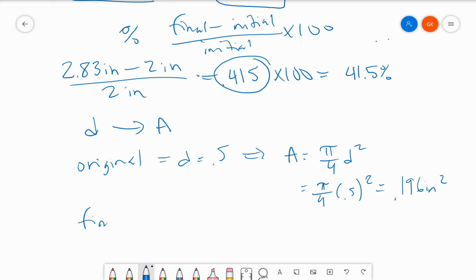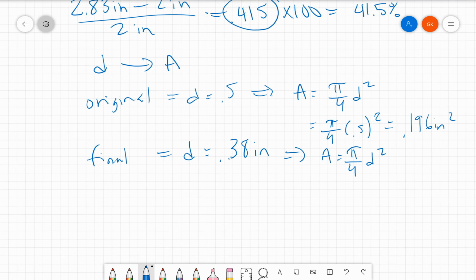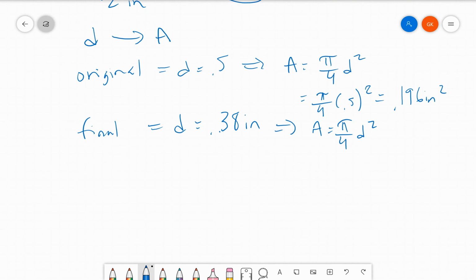And then final, it's gotten thinner because we stretched it. And that means it's going to have a diameter of, let's see, 0.38 inches. And therefore, the area is equal to pi over 4 times d squared. And I plug in my numbers. And I get pi over 4 times 0.38 squared. That's going to come out to be 0.113 inches squared.